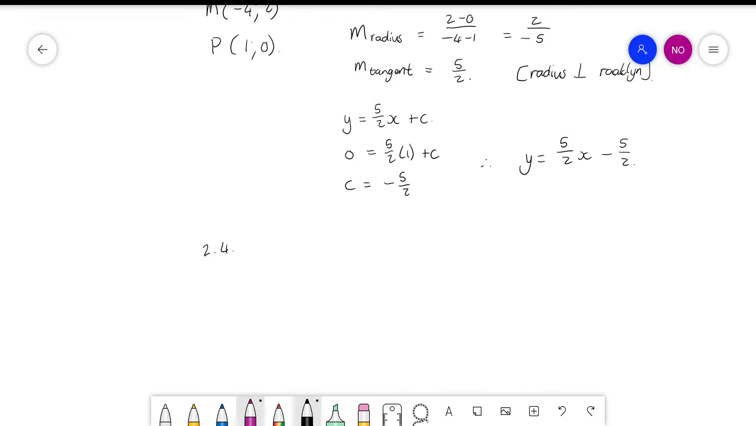Two 2.4, they give you this. And they say that the tangent is at the origin. Okay, so let's do exactly the same. What will the coordinates of the midpoint of the circle be? 1 and minus 4. And the point on the circle circumference? 0 and 0.